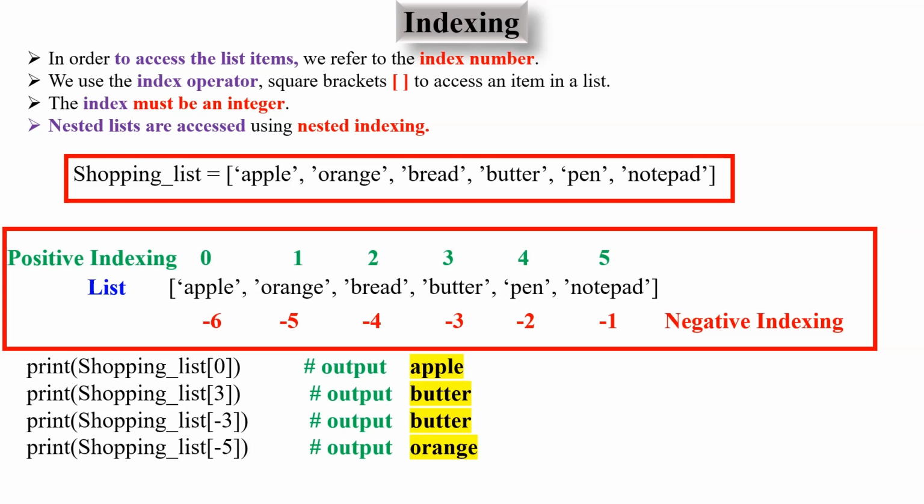Now look at the Python code. Print of shopping_list of 0 will display the output as apple. Print of shopping_list of 3 will display the output as butter. Print of shopping_list of -3 will display the output as butter. Print of shopping_list of -5 will display the output as orange.